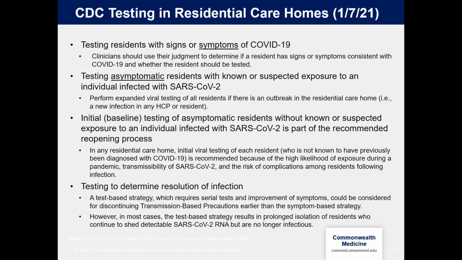So also, for testing to determine resolution of infection, a test-based strategy, which requires serial tests and improvement of symptoms, should be considered for discontinuing the transmission-based precautions, and we'll talk about what those are, earlier than the symptom-based strategy. However, in most cases, the test-based strategy results in prolonged isolation of residents who continue to shed detectable SARS-CoV RNA but are no longer infectious. So this is where you need guidelines from experts, whether you're working closely with your Department of Public Health or with consultants, and they can help you set up your infection control plans and the best testing strategy for your setting.